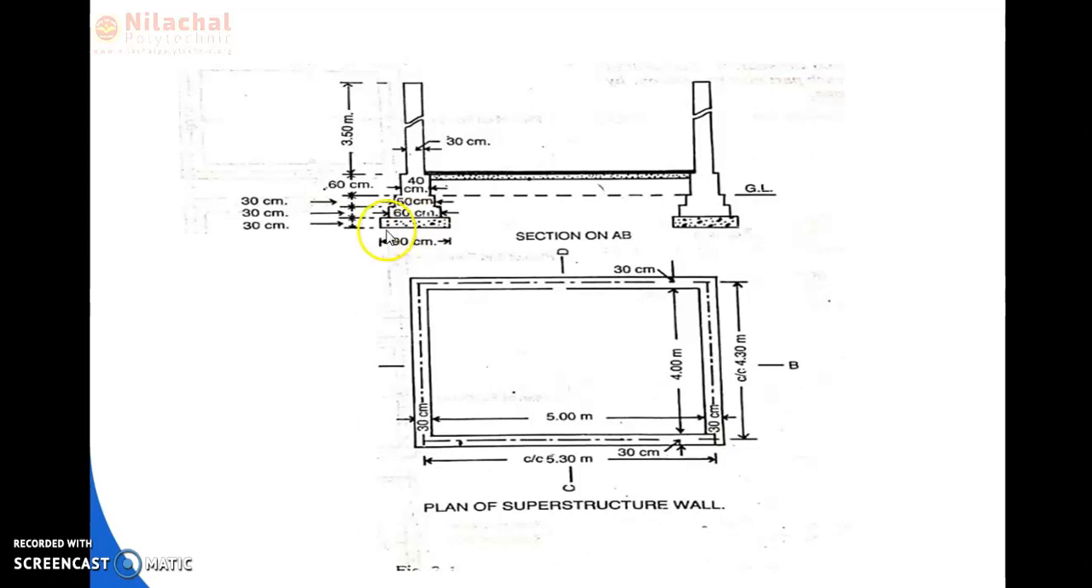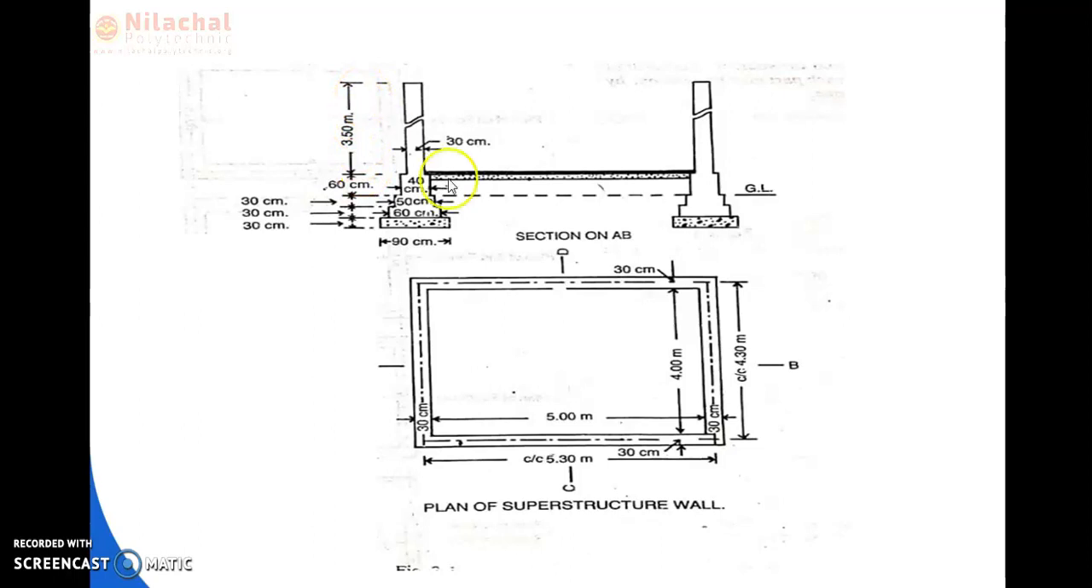The first layer is the concrete layer, whose breadth is 90 centimeter and thickness is 30 centimeter. The second one is the first footing, whose breadth is 60 centimeter and thickness is 30 centimeter. The third one is the second footing, whose breadth is 50 centimeter and thickness is 30 centimeter. After that the plinth wall, whose breadth is 40 centimeter and height is 60 centimeter. After that the superstructure, whose breadth is 30 centimeter and height is 3.50 meter.